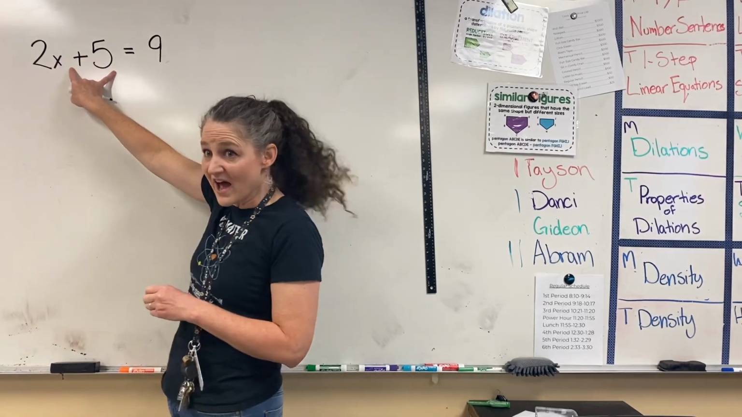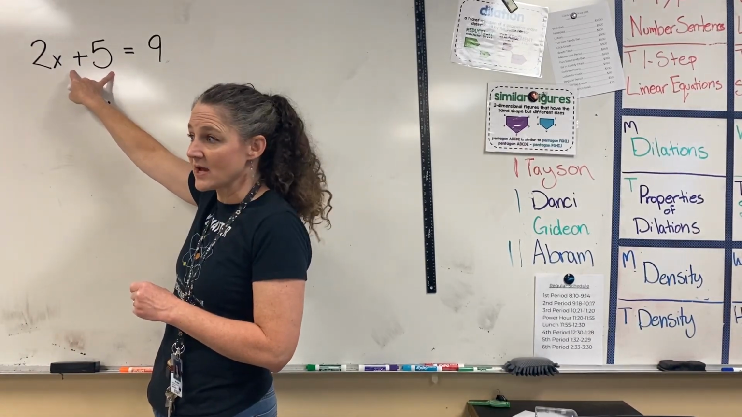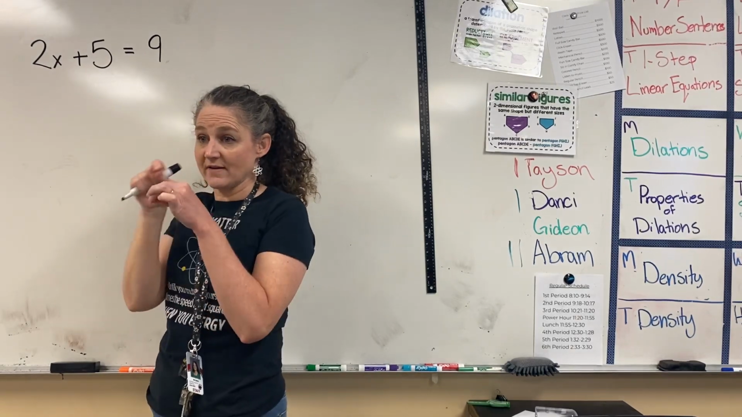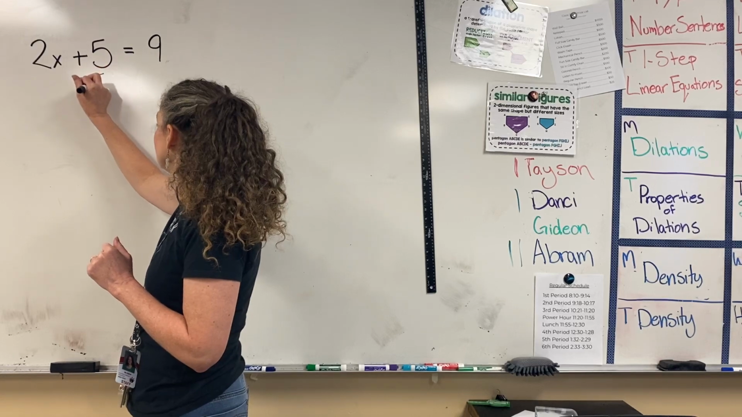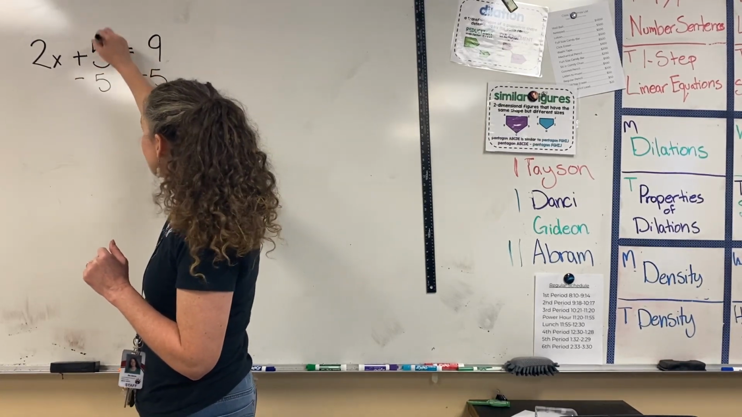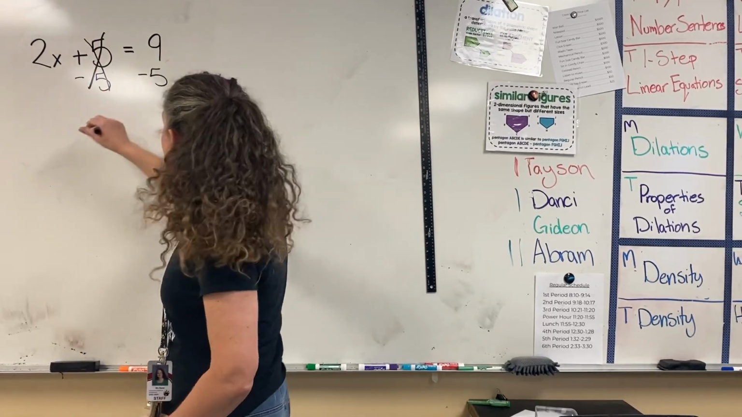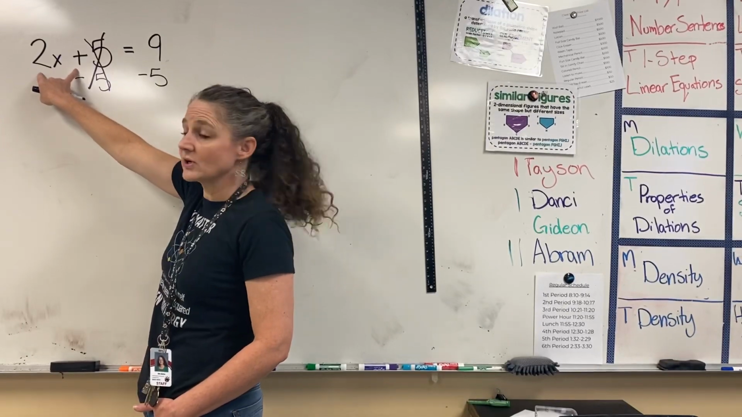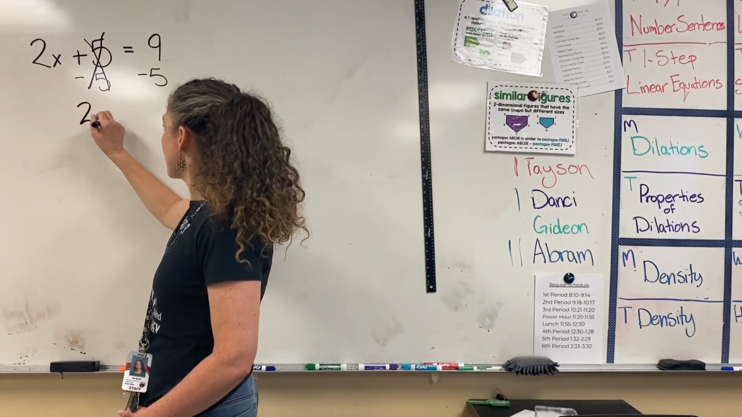A plus 5 is being done to this 2x, or to this x, right? How do I undo a plus 5? I'm going to minus 5 from both sides. 5 minus 5, that goes away, which is so lovely. So what do I still have here? Still have my 2x. The 2x did not go away on that step.